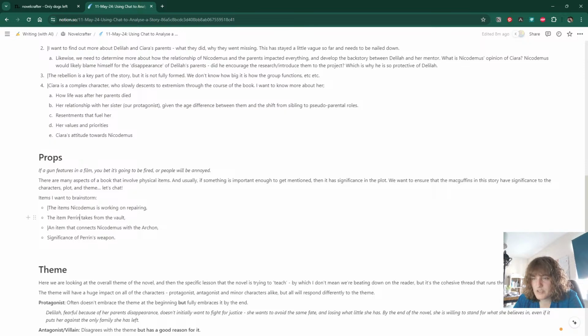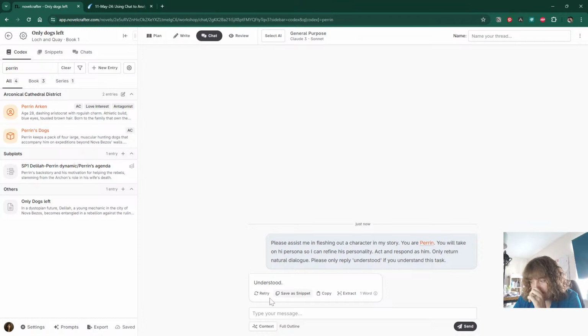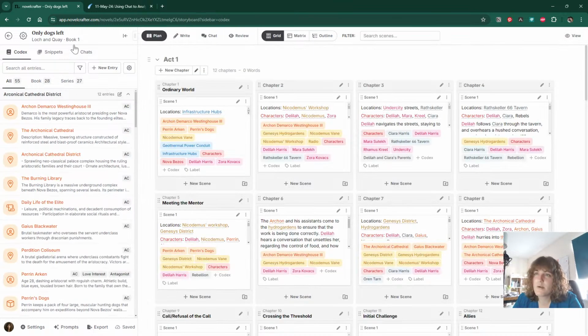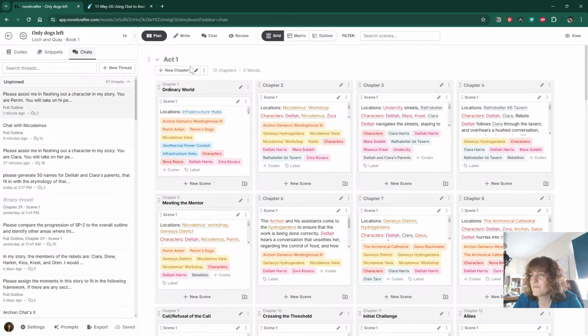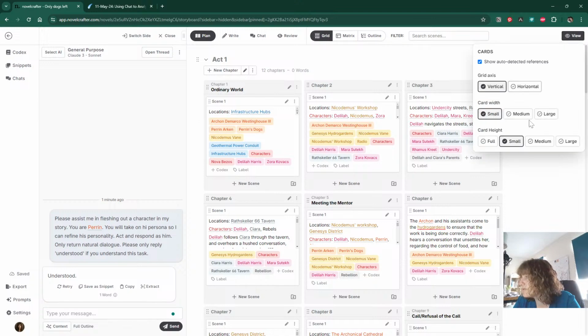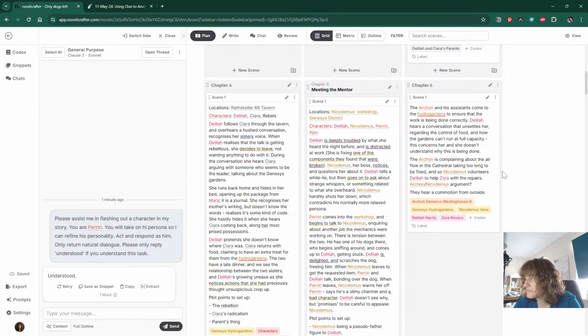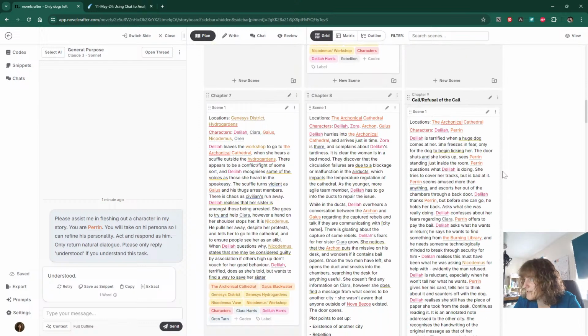Where is the objects? I'm going to give it the context of the full novel outline. I'm then going into the plan just so I can have it as reference, and then I'm going to pin this conversation, because I can't remember what I've written, basically. Electric Gardens.